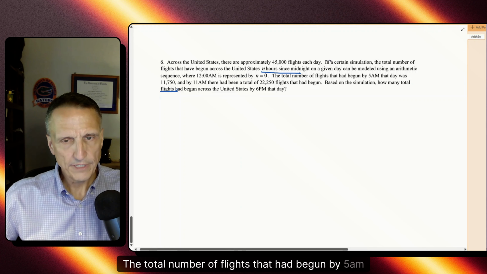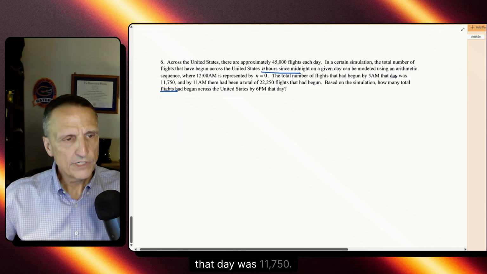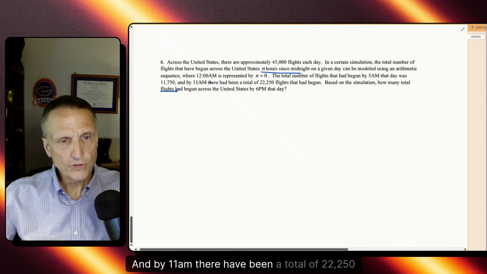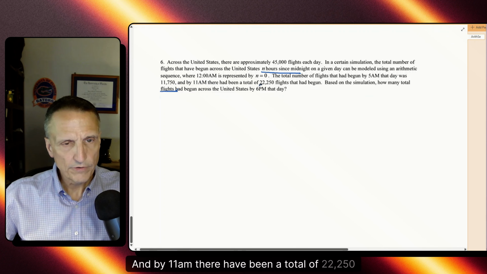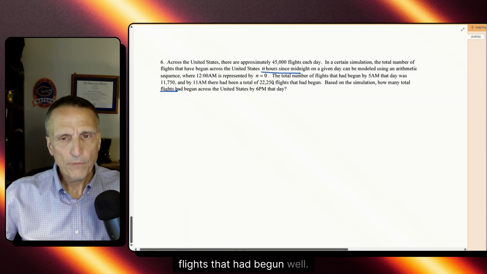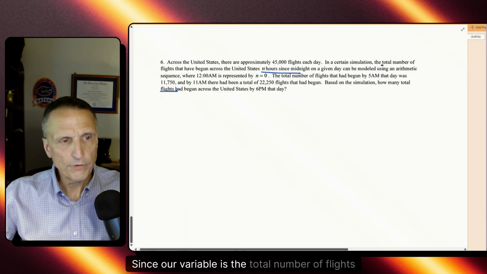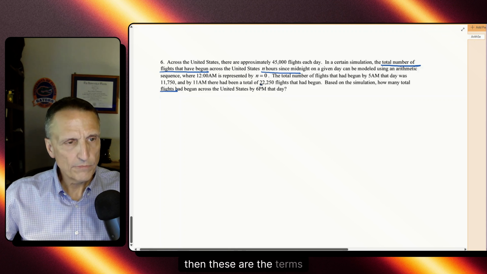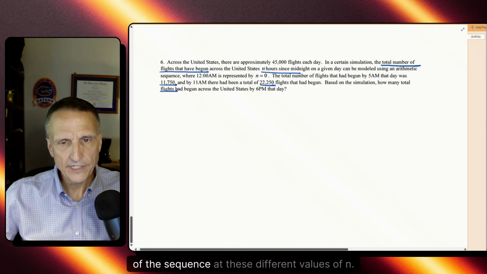The total number of flights that had begun by 5 a.m. that day was 11,750, and by 11 a.m. there had been a total of 22,250 flights that had begun. Well, since our variable is the total number of flights that have begun, then these are the terms of the sequence at these different values of n.